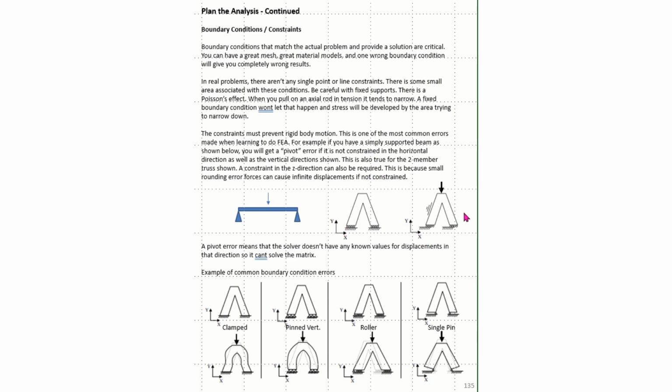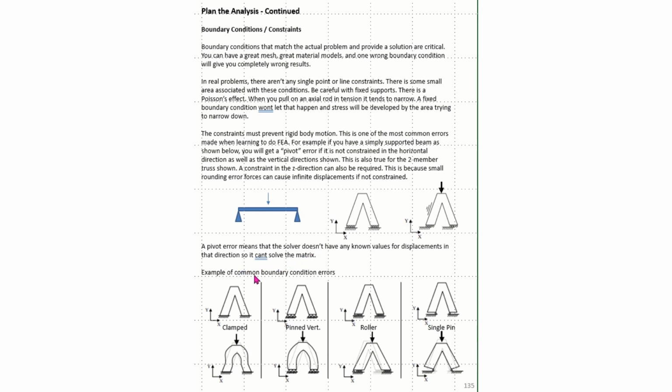These images here kind of highlight that. If I push down on this truss member here with a vertical load, my member is going to tend to want to go off in this direction. If I don't have it fixed, it's going to move in that direction. And I'll get a small pivot error, which means that the solver doesn't have any known values for displacements in that direction, so it can't solve the matrix.